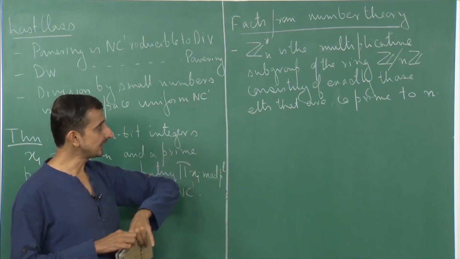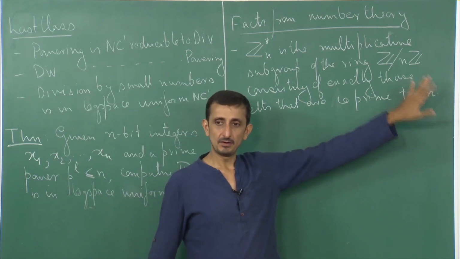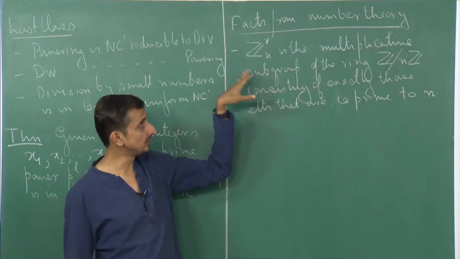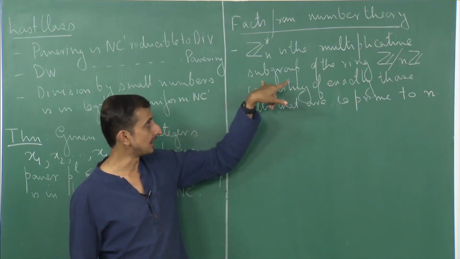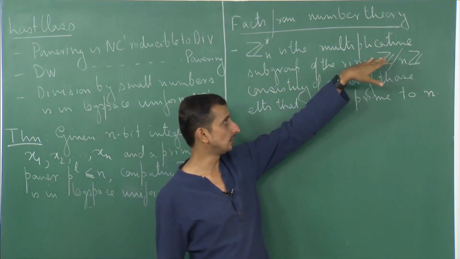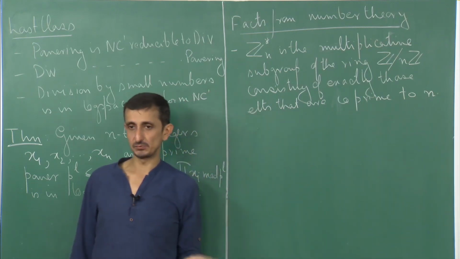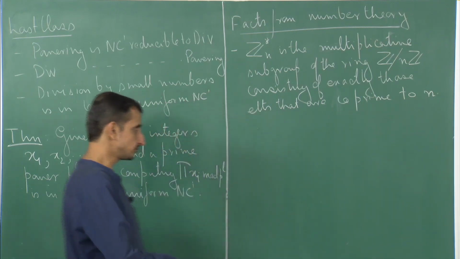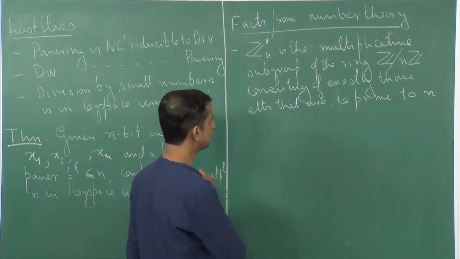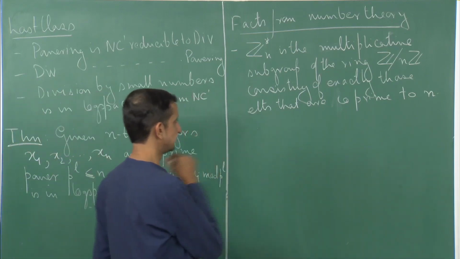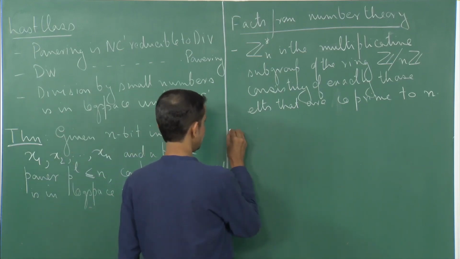Now look at all the elements in this ring that are co-prime to n. One can actually prove that it is a multiplicative subgroup. And with respect to multiplication, this set will have inverses as well. This is again easy to prove. I'll leave the proof as an exercise, but you can try this out if you haven't seen this earlier.